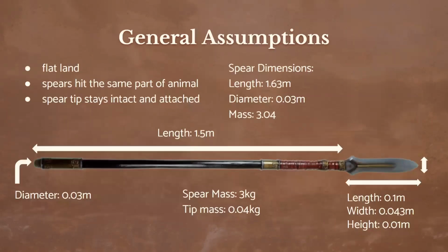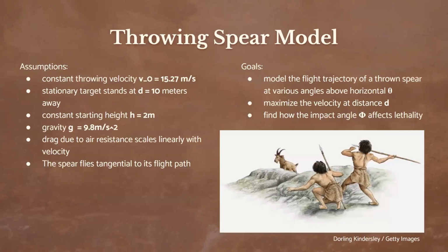Some general assumptions that we had is that we're on flat land, our spears hit the same part of the animal every time, and that the spear tip stays intact and attached every single moment. These are the general dimensions of our spear. For the throwing spear model, we have several assumptions. First, our constant throwing velocity is 15.27 meters per second. Our stationary target stands at 10 meters away from the human, and we're throwing at a height of 2 meters above the ground. Gravity is 9.8 meters per second squared, and air resistance scales linearly to velocity.